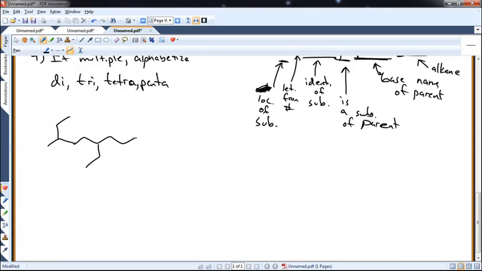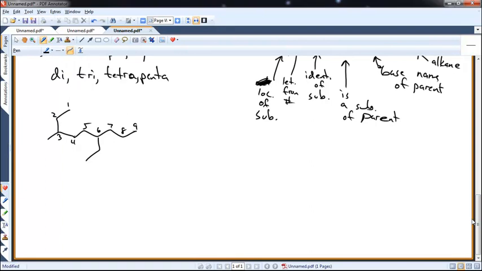If I count from right to left, I get a substituent at 1, 2, 3, 4. If I count from left to right, I count 1, 2, 3. 3 is less than 4, so the proper way is to go 1, 2, 3, 4, 5, 6, 7, 8, 9. Get in the habit of writing numbers next to your carbons. It'll make your life so much easier. Just do it. Okay, so now that I've found the longest chain, I've numbered it accordingly. Now I have to say a 9 carbon long chain. What's the prefix? Non.